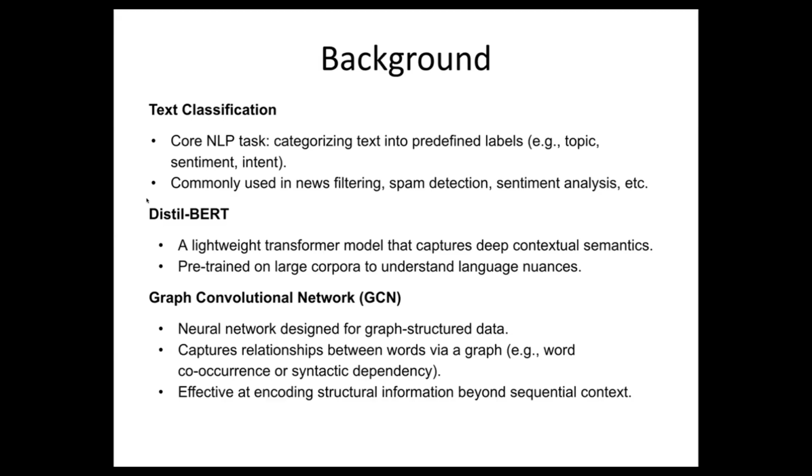GCNs, on the other hand, are designed for graph structured data. They are particularly good at capturing structural relationships between words. So, in simple terms, BERT gives us deep language context and GCN gives us structural insight. Our idea is to bring them together.